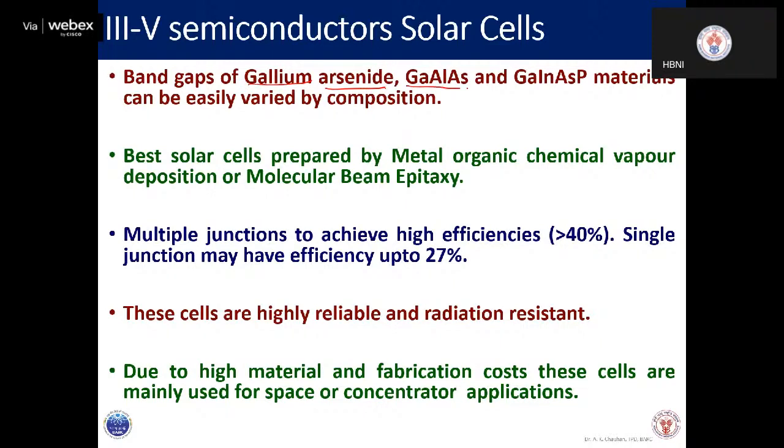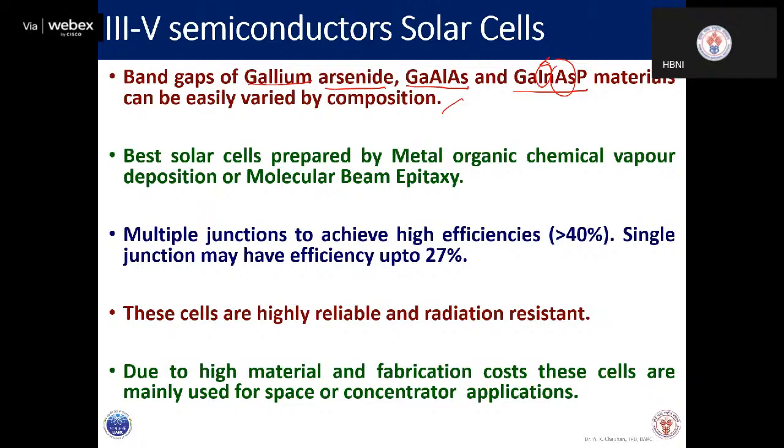So gallium arsenide, gallium aluminum arsenide, gallium indium arsenic phosphide materials can be easily varied by composition. So you can deposit one over the other, and you can change the composition. You can mix one element into another element. The best solar cells are prepared by the metal organic MOCVD method or by the MBE method. Then multiple junctions achieve higher efficiencies of more than 40%.